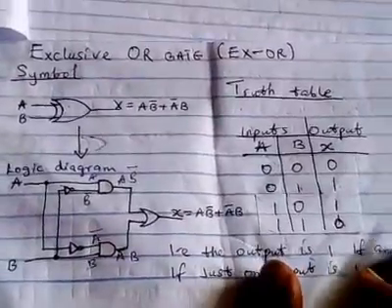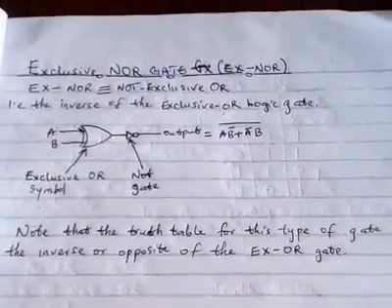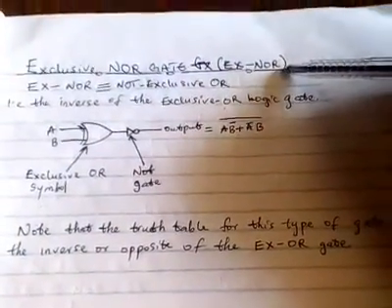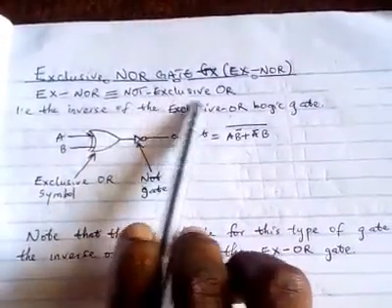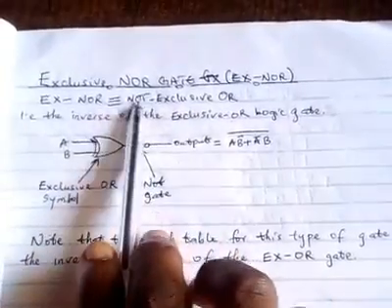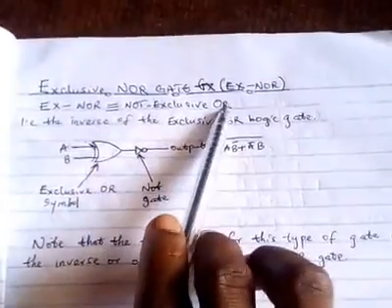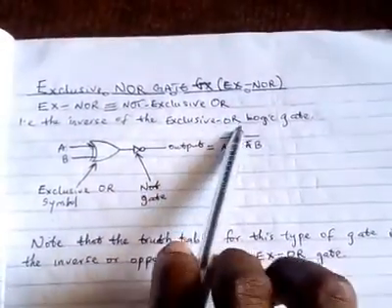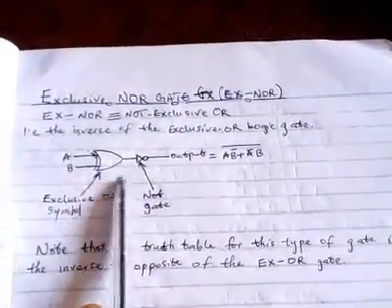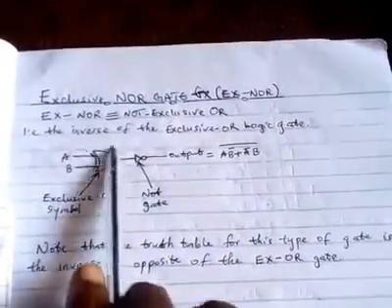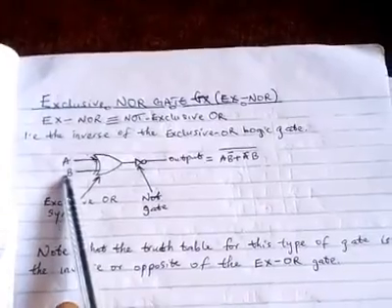Now the last kind of gate we have is the exclusive NOR gate, the XNOR. Now the XNOR is equivalent to NOT exclusive OR. And I told you earlier that NOT means the inverse of something. So NOT exclusive OR means the inverse of the exclusive OR logic gate. Now this is the diagram. This is an exclusive OR gate, then with a NOT gate, it gives us an exclusive NOR gate.